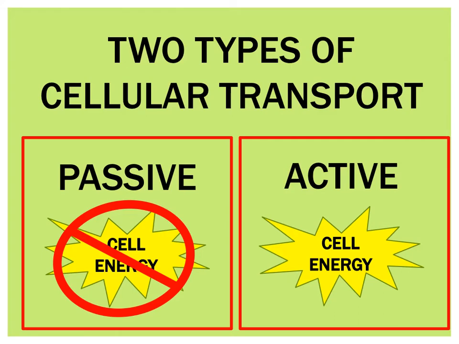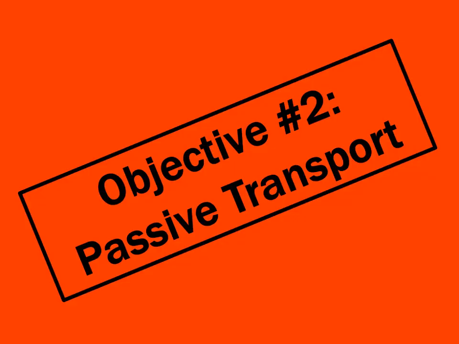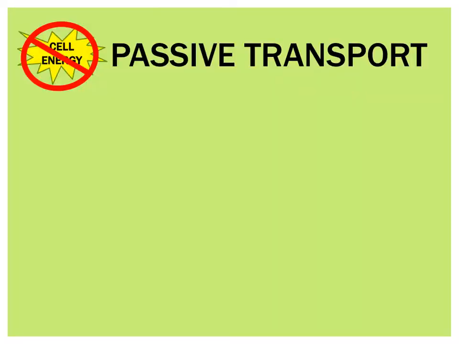Now let's talk about types of transport processes. Some processes require energy, others do not. The focus of objective number 2 is passive transport. You learned about 3 types of passive transport.